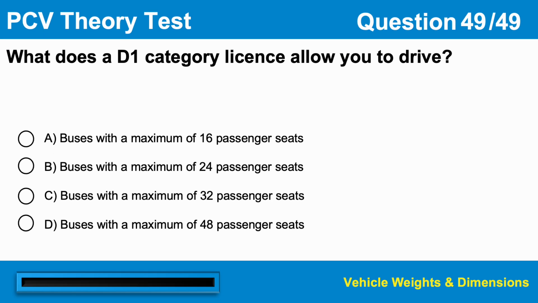Question 49. What does a D1 category licence allow you to drive? A. Buses with a maximum of 16 passenger seats. B. Buses with a maximum of 24 passenger seats. C. Buses with a maximum of 32 passenger seats. D. Buses with a maximum of 48 passenger seats.